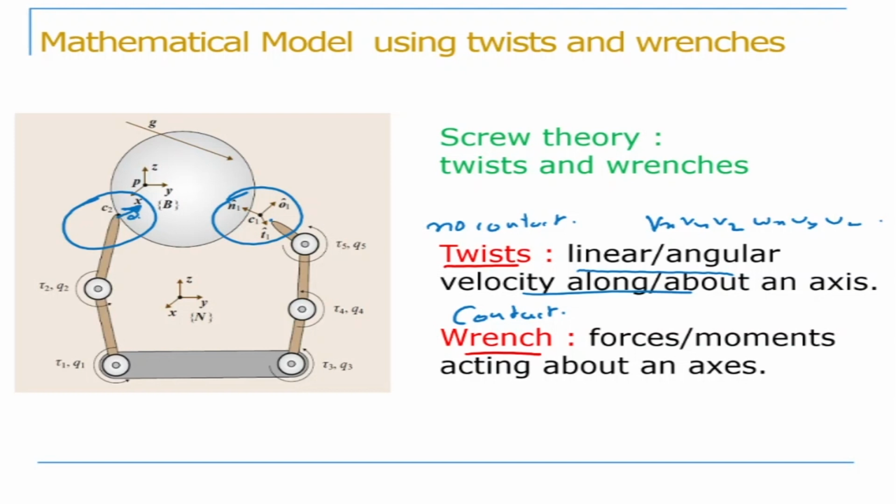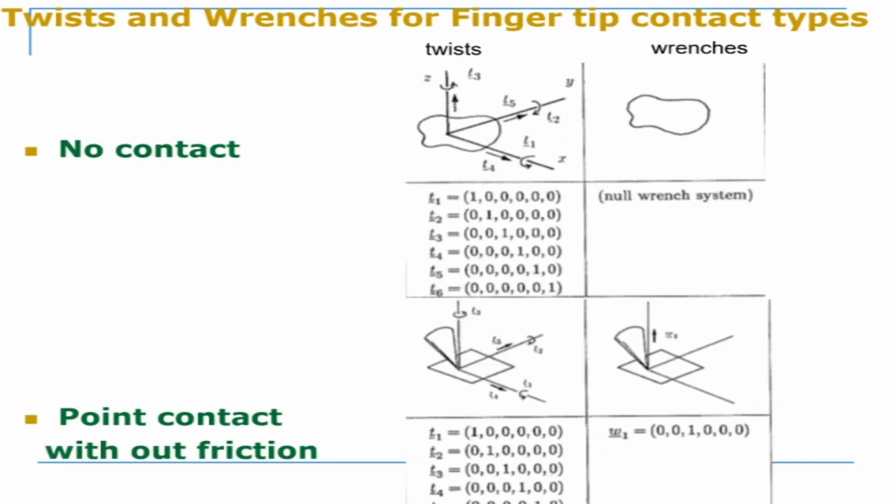Now, what are wrenches? Wrenches are the forces and moments acting about an axis at the contact points. Now, how many forces can there be? There can be 3 forces: Fx, Fy, and Fz. And how many moments? There can be Mx, My, and Mz. And again, we have 6. So you have 6 here and 6 there. Now, depending on the type of contact that we have, you can have twists or you can have wrenches.